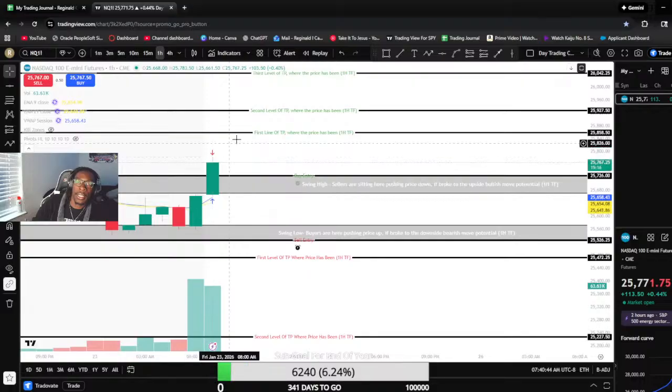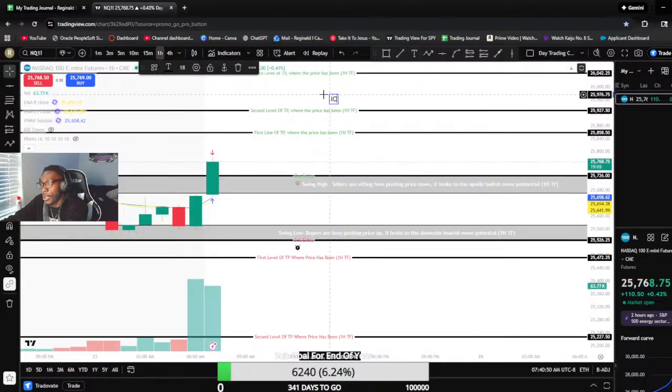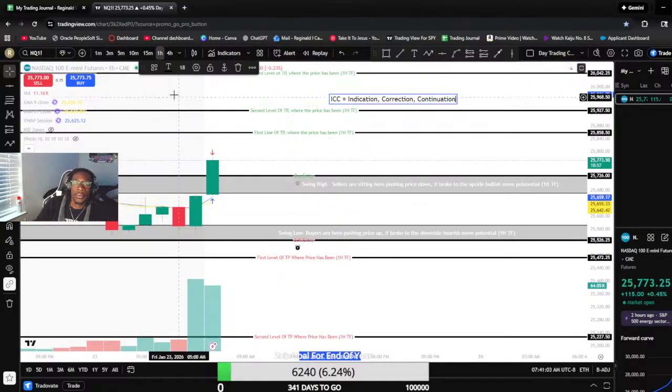This shows us, okay, so ICC. I want to explain ICC to y'all. ICC equals indication, correction, and continuation. So, trading ICC, I want to trade the continuation. I don't want to trade the correction. Some people trade the correction. You can trade the correction, but for right now, I'd rather trade the continuation because I already have my levels marked for when the continuation happens. So we're not looking to trade either one of these. I'm looking to trade continuation.